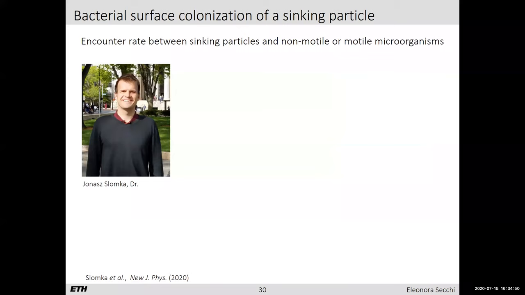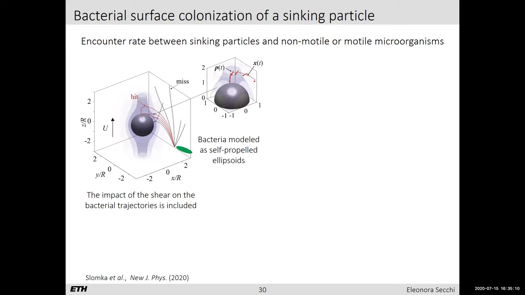And so my colleague Jonas recently led the effort in studying, analytically and with numerical simulation, the encounter rate between sinking particles with dimensions of tens to hundreds of microns and non-motile and motile organisms. What he did again was model these particles as falling spheres, including the impact of shear on the bacterial trajectories, and model bacteria as self-propelled ellipsoids with different elongations. Here we can see that at each point around the sphere, some bacteria hit the surface and some bacteria miss the surface. This depends on their initial orientation.